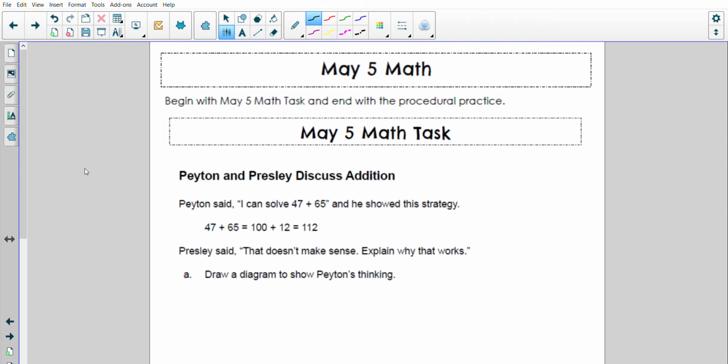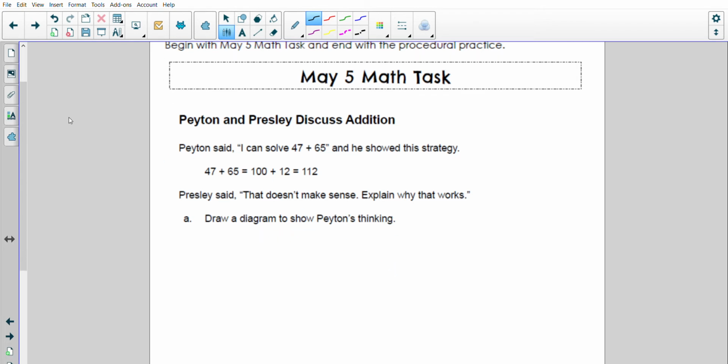So our math test today starts with this. Peyton and Presley discuss addition. Peyton says, I can solve 47 plus 65, and he showed this strategy. 47 plus 65 equals 100 plus 12, which equals 112. Presley said, that doesn't make sense. Explain why that works. So draw a diagram to show Peyton's thinking.